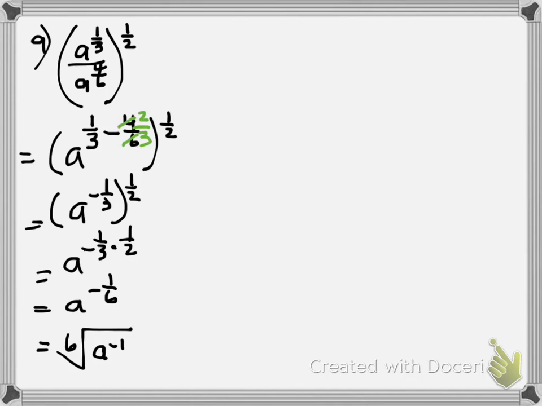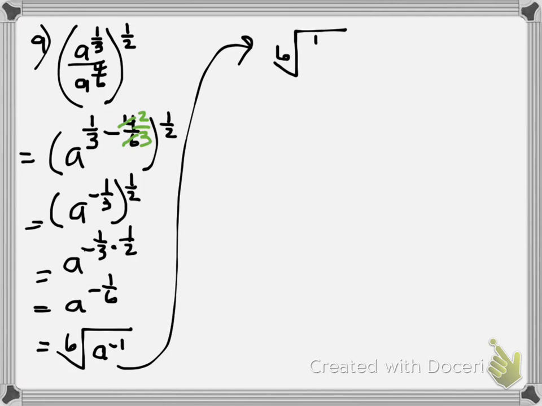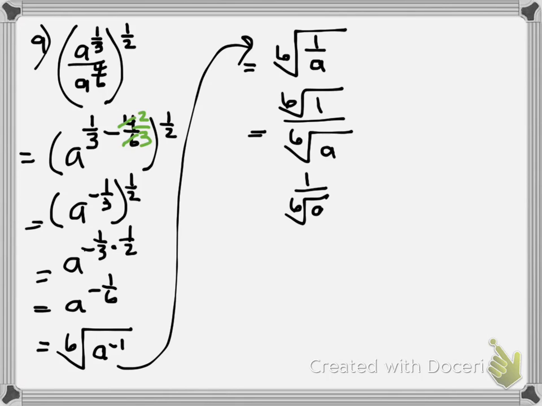Now this problem is starting to look like number 7. Negative 1st power means I need to put the a in the denominator, and now its exponent is a positive 1. Rule 2 says you can't have a fraction under radicals, so you have to see if you can take the 6th root of each of those values. Well, I can take the 6th root of 1, it's 1, but I can't take the 6th root of a.